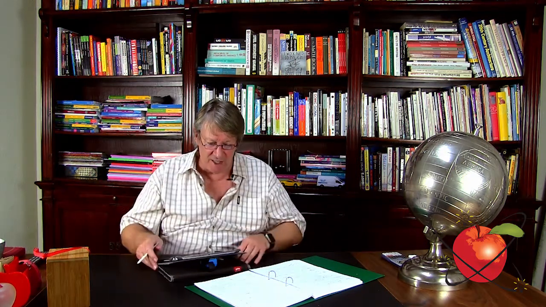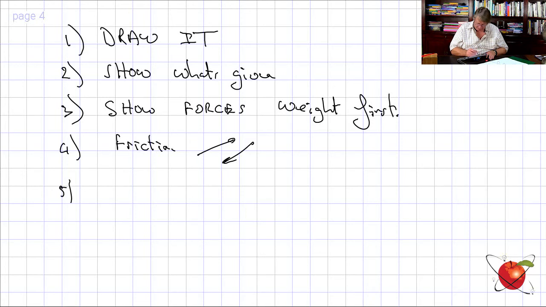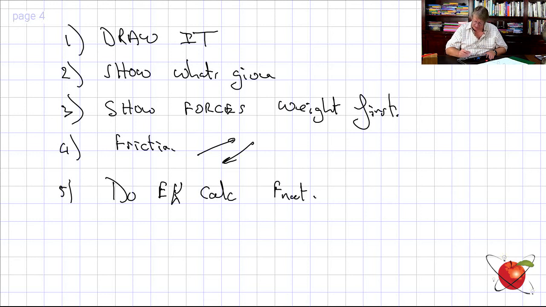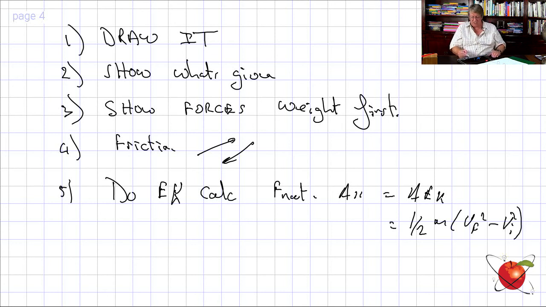Then we say, look at EK. Do the EK calc. In other words, you find your F net delta x, which must be equal to delta EK. And depending upon what they've given you, they might have given us the delta EK. They might have told us a half m (v final squared minus v initial squared). They might have told us those and asked us what's the distance. But if you've written it down and you've labeled your diagram, you'll see it.